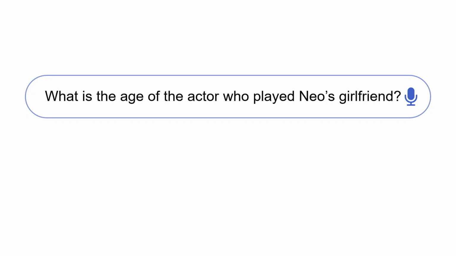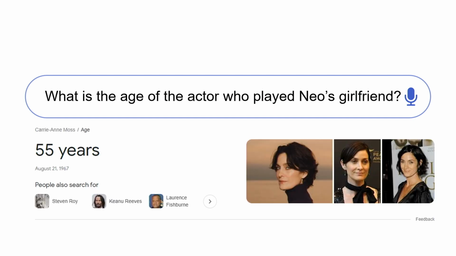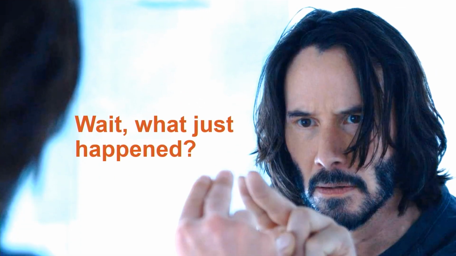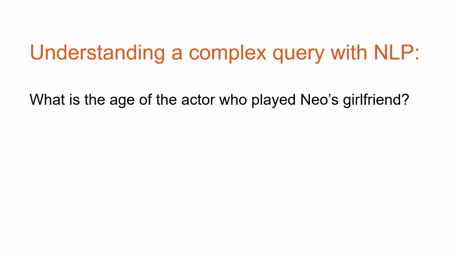Let's take a look at a more complex question. What is the age of the actor who played Neo's girlfriend? The answer is Carrie-Anne Moss, and she's 55 years old, right? We're so used to that kind of question and that kind of answer today that we don't really think about what's going on. But there's a lot going on underneath the surface of that question, right? So again, this is a knowledge graph answer.